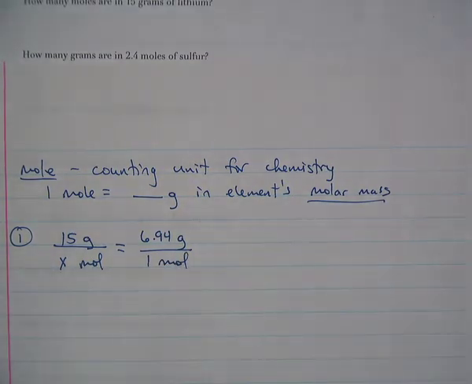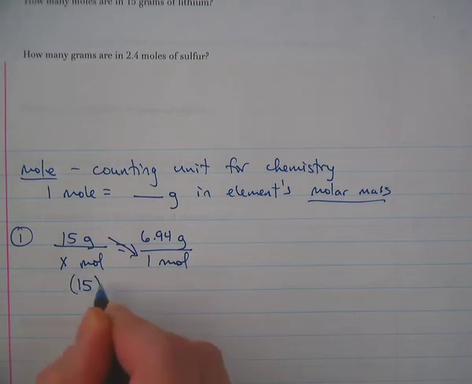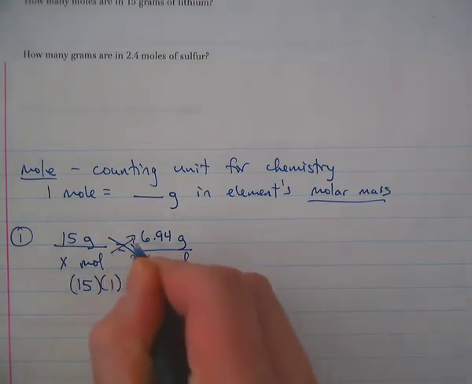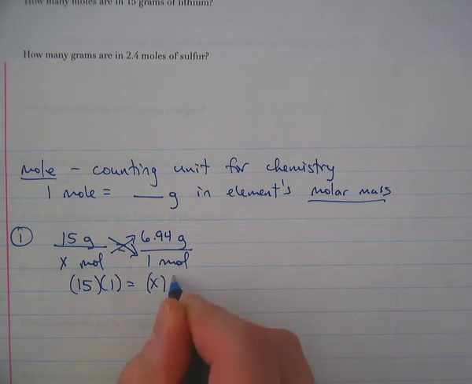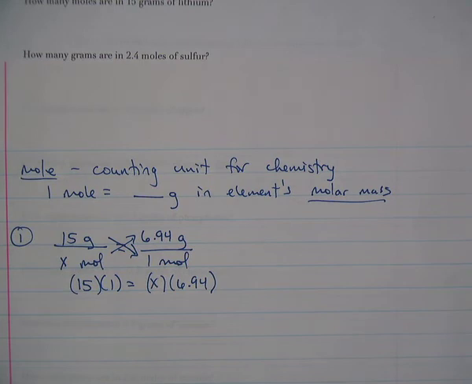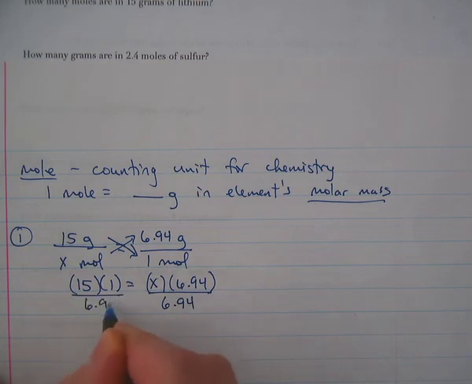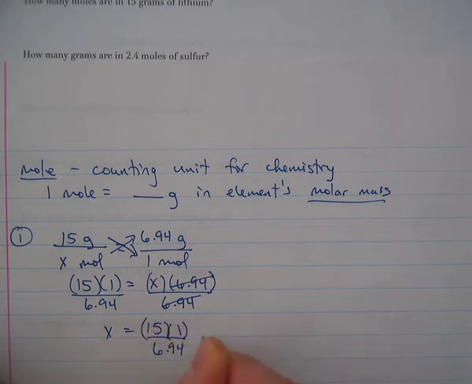Okay, how do we solve this? Well, we cross multiply. So I'm going to have 15 times 1 equals X times 6.94. Now all I need to do is get X by itself. And the way I do that, well, I divide both sides by 6.94. Now on this side, the 6.94s cancel. And so X equals 15 times 1 divided by 6.94. I'll put that in parentheses just to be consistent.